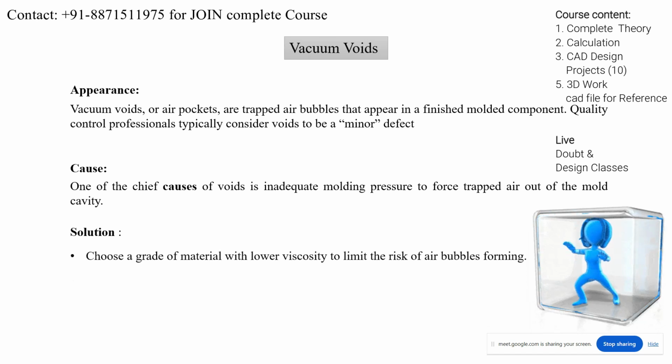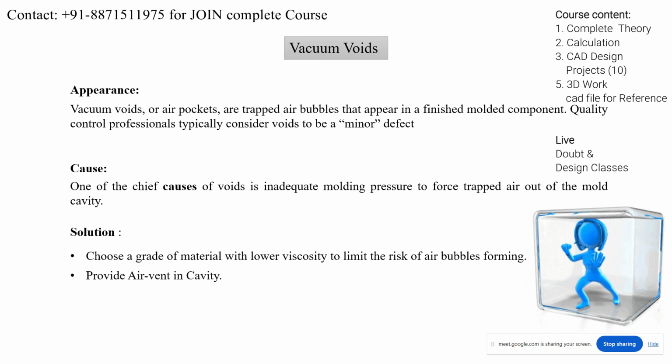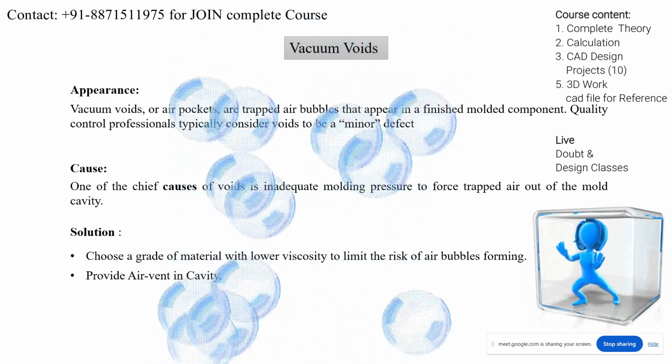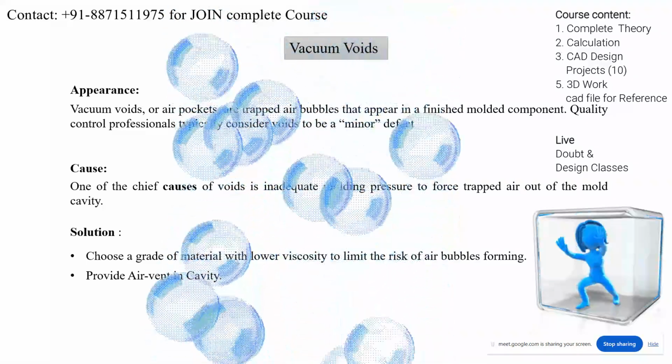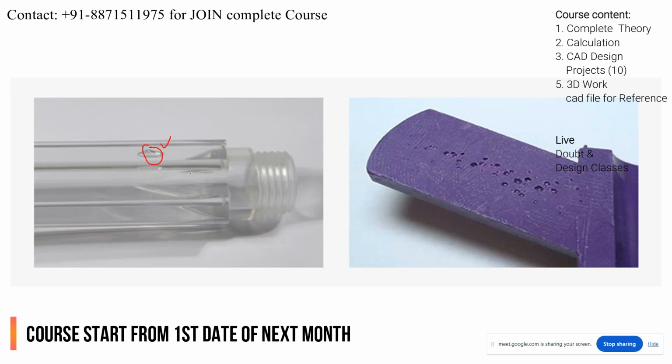choose a grade of material with lower viscosity to limit the risk of air bubbles forming, right? And provide an air vent in the cavity portion. Is it clear? So we can avoid the bubbles. See here, this is the transparent component and this is the colored component. You can see that here. See, these are the bubbles, right? And it is similar to porosity in casting.